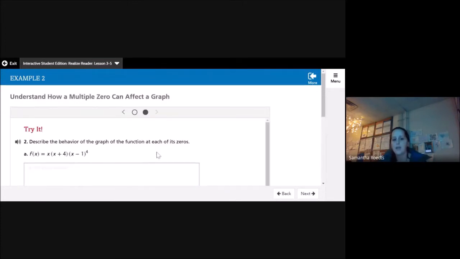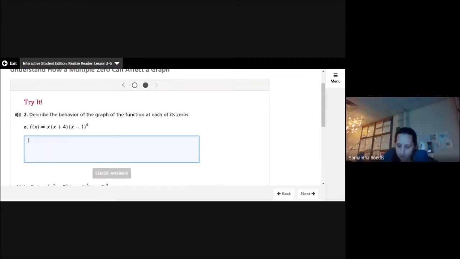Okay. Describe the behavior of the graph of the function at each of its zeros. So I have x, x plus 4, x minus 1 to the 4th power, which means x equals 1 has a multiplicity of 4. So the graph crosses the x-axis at the zeros -4, 0, and has a turning point at the 0, 1.